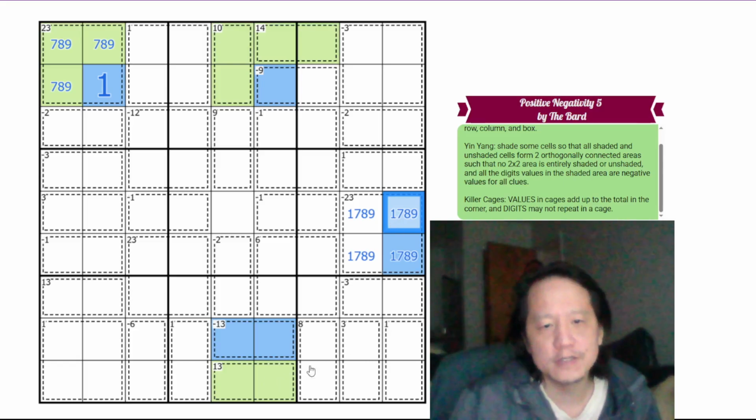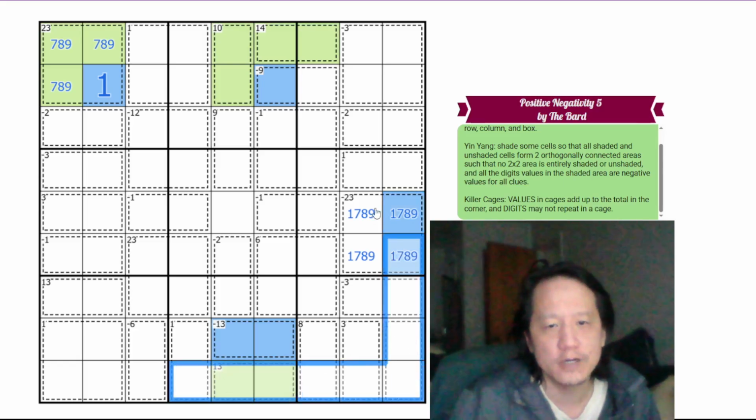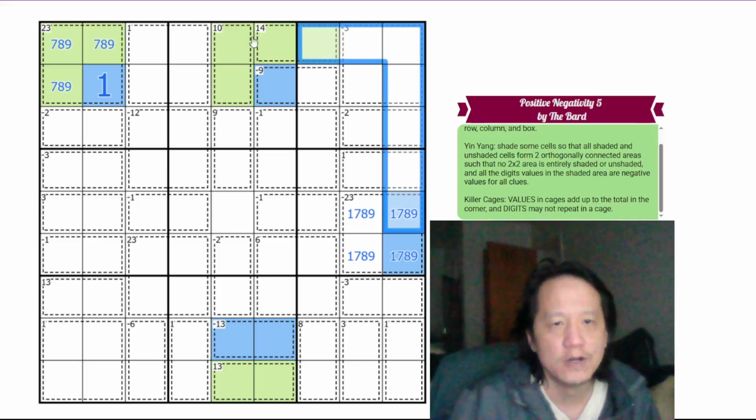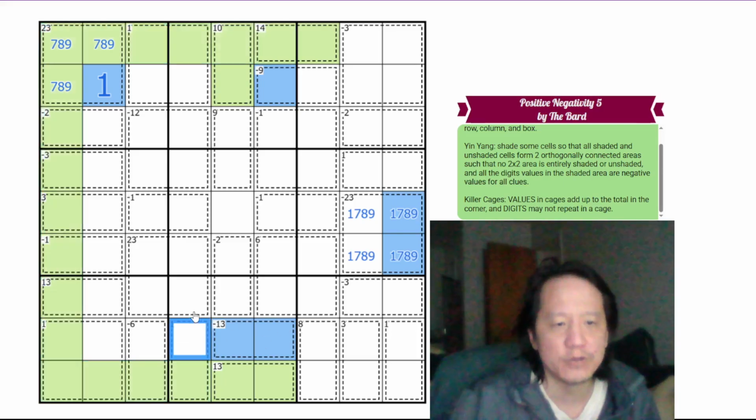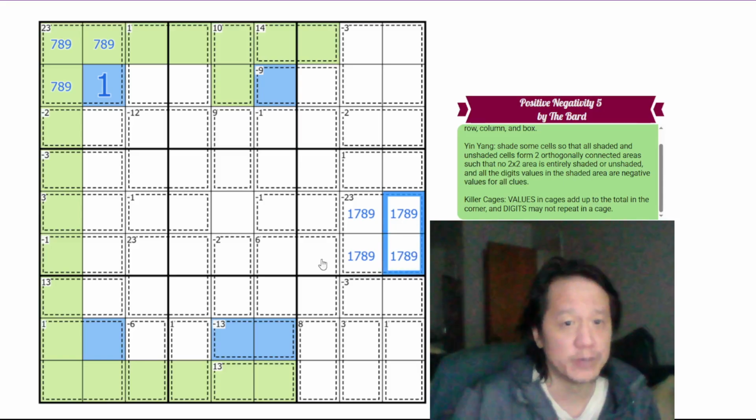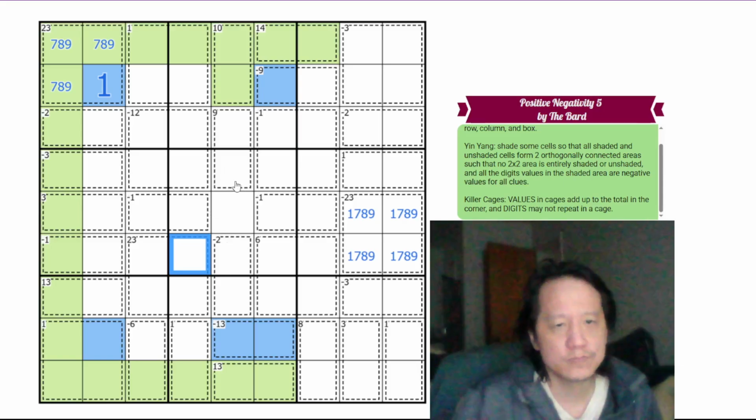So that means it can swap once from here to here and then once from here to here. That means the rest of the edge must all be green. So this must all be green here. Therefore, this is blue to avoid the 2 by 2 area. We know one of these is blue. We don't know which, and it could be both. But one of these is blue. Remaining digits in box.